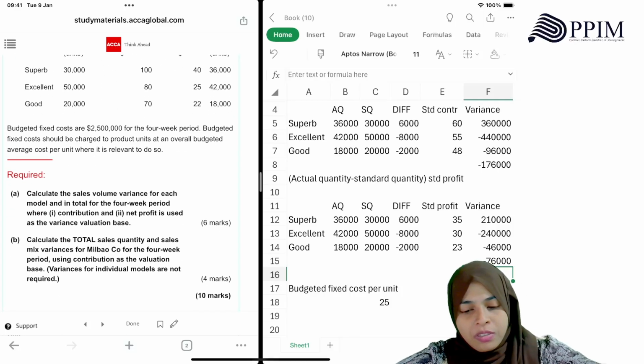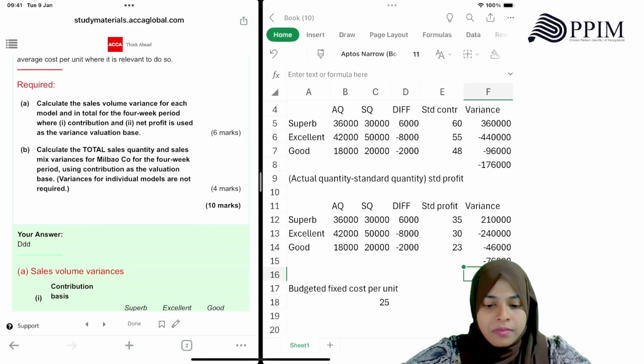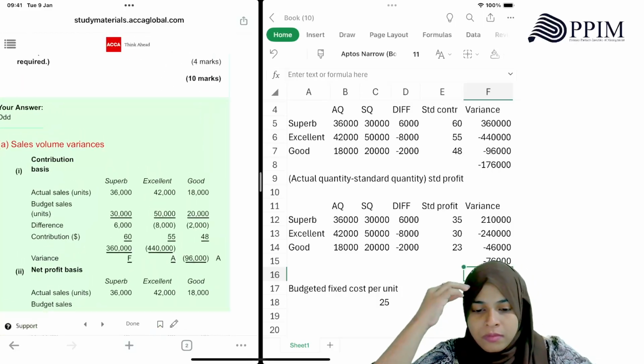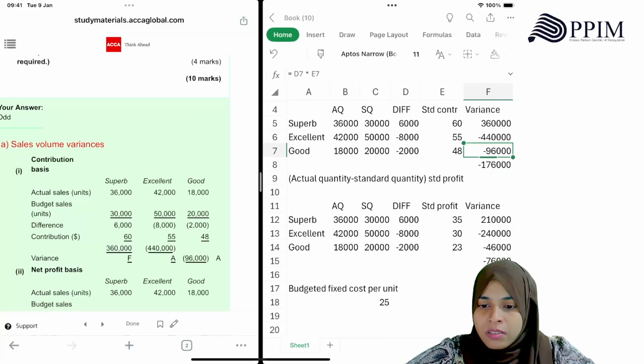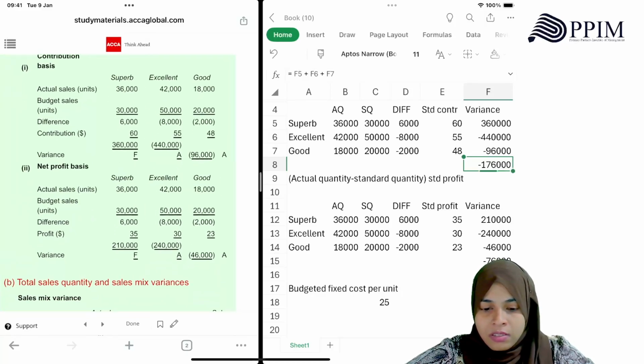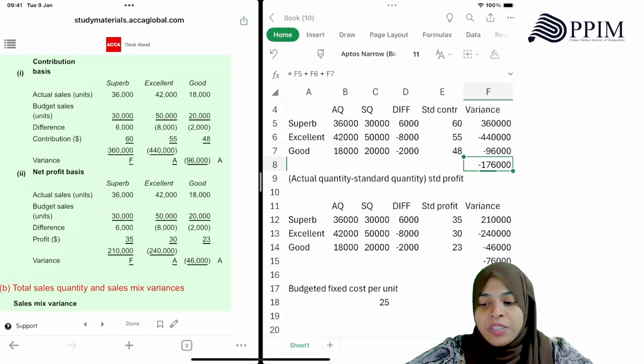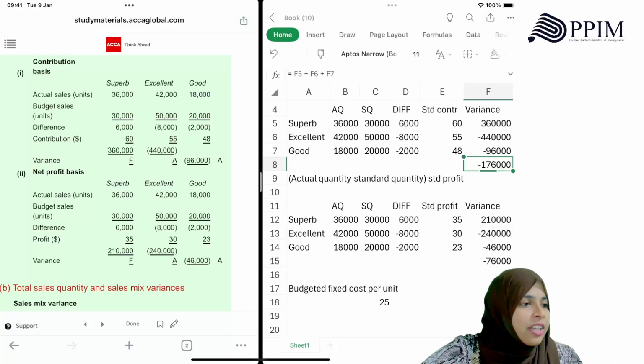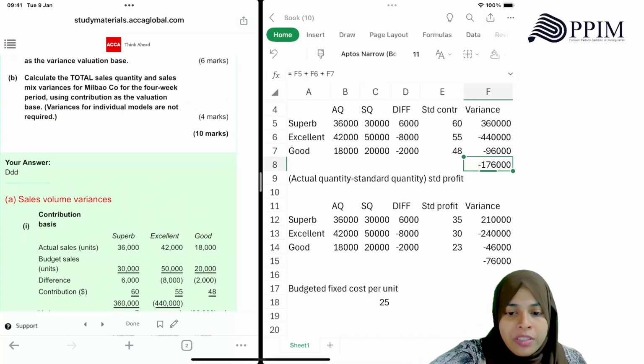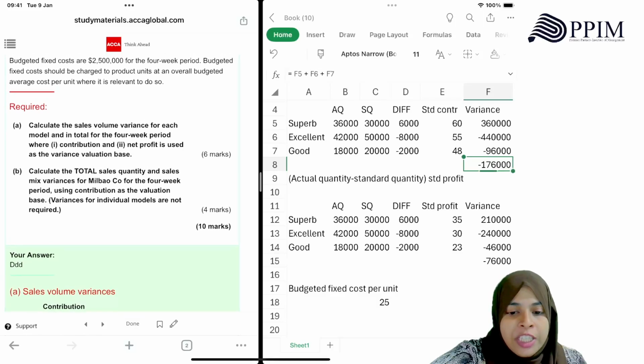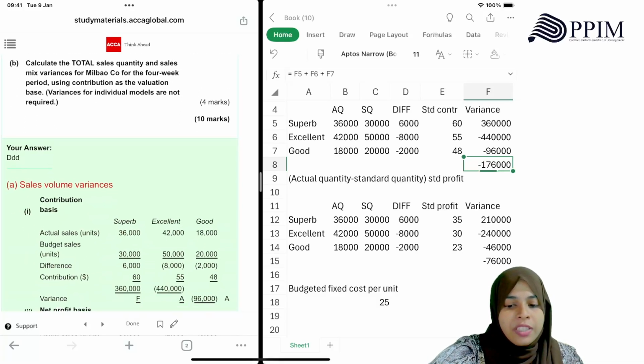I was also speaking, so let's see. Correct. They've calculated for each unit. 360 minus 440, 96 total, that's okay. 210, 240 minus 46 minus. They have not taken the total. They've just taken for each unit and left it. But it's okay. This way, each unit is also there, right? Have they asked for every unit? Calculate the sales volume variance for each model and in total. So we have taken the totals as well. It's correct. Both are correct.